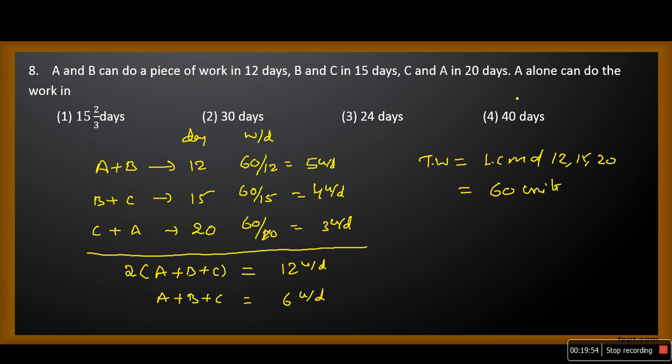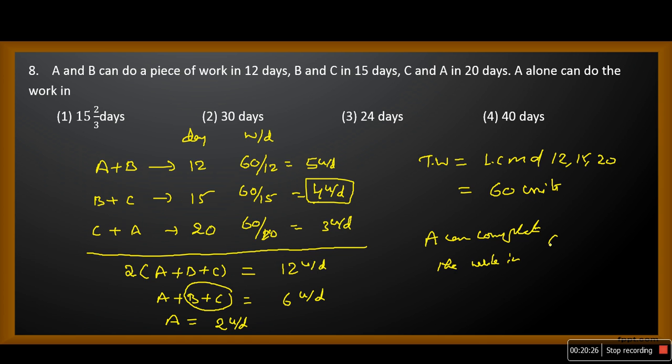Now the question is, if A alone works, in how many days can he do the work? So look here. First I have to find how many units A will do per day. B and C together are doing how many units per day? 4 units per day. It means if B and C do 4 units per day, A will do 2 units per day, because 6 minus 4 is nothing but 2. If A alone works, A can complete the work in how many days? Total work by work done per day. What is work done per day? 2 units per day. That equals 30 days. So the answer is option 2.